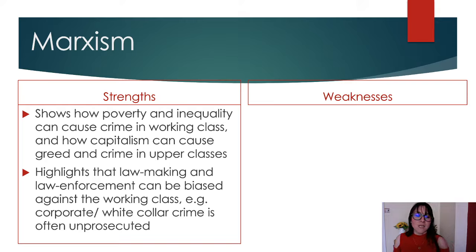It also highlights that lawmaking and law enforcement can be biased against the working class, so corporate and white collar crime is often unprosecuted or under-prosecuted, yet working class crimes are often labelled and found guilty before they're found innocent. So it's that bias there.